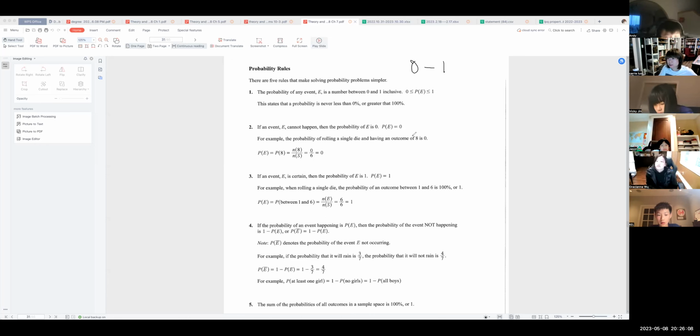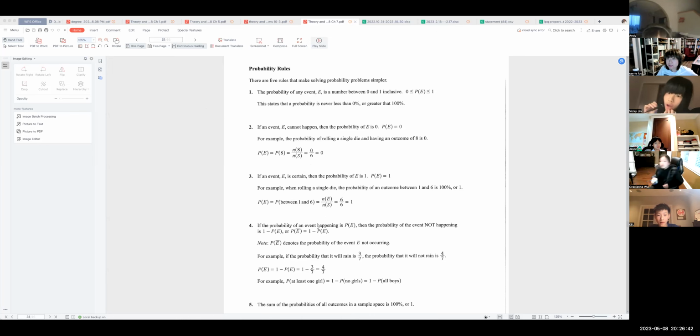For instance, if I said the probability of tomorrow raining is 0, that means tomorrow is not going to rain at all. Okay. And also, just like Kevin said, I roll a die and the sum is 9 and I want to get 1 and 8. It's impossible. You never get 8 when you roll a die because there's no 8 on a die, right? If an event E is certain, then the probability of this event is 100%.